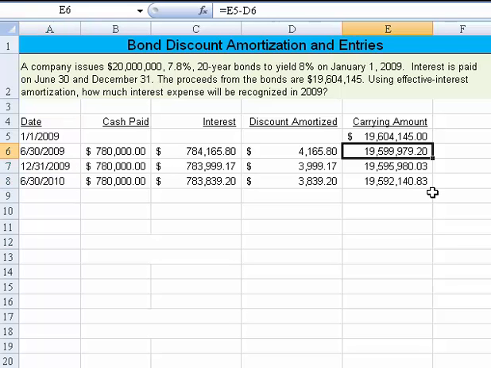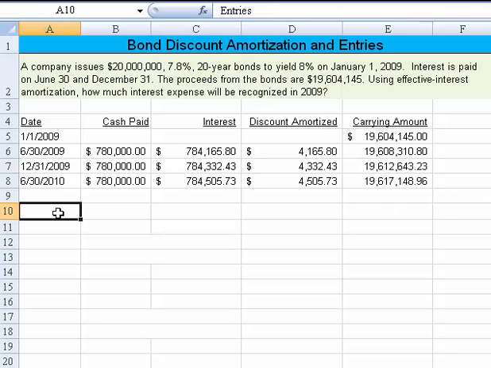Oh, by the way, I think I've got an error here. This has to go the other way. So we take that plus the discount to 608, and it'll eventually go up to $20 million, okay? Because we're amortizing the discount, we're reducing the discount, therefore increasing the carrying amount every time.